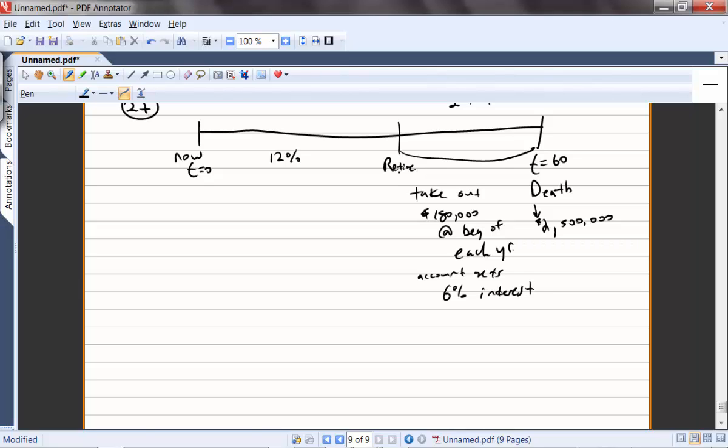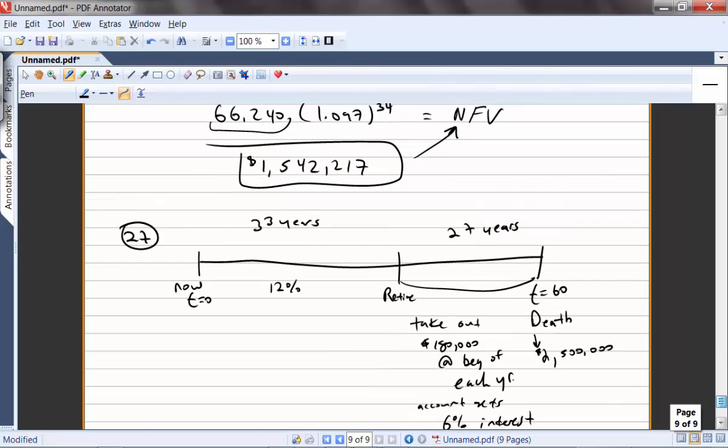We must, when we retire, take all this money in this account and put it into another account that only gets 6%, not 12%. It's less risky. We don't want to lose all of it when we retire because we're not working. We can't put anything back in there. So we're just living off the interest, basically, the money and the interest that's in there. So it's getting 6% interest. We're taking out 180,000 at the beginning of every year. The question is, what should our annual contribution be to our retirement account for each of these 33 years? That's the question.